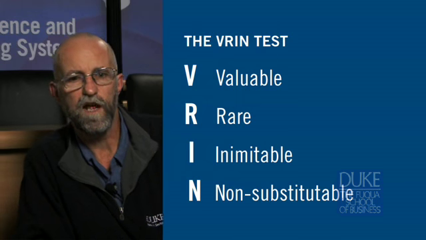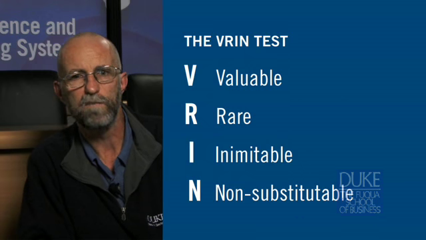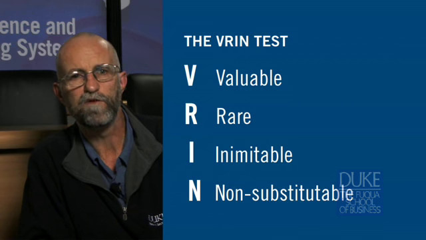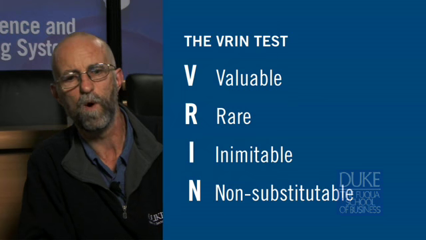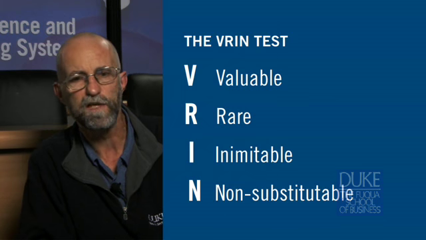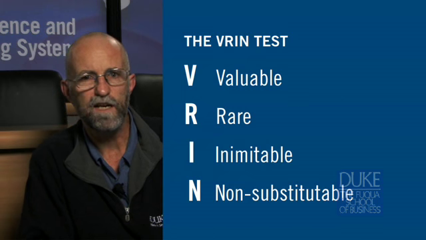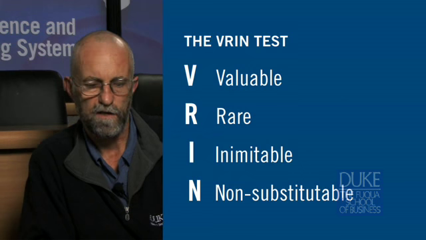I is the inimitable, which means that your competitors can't copy you. They can't, either because you have some intellectual property, or they don't understand it. It's ambiguous and uncertain how you put it together. But there's something about your capability that makes it difficult or impossible for your competitors to do it themselves, to look at what you're doing and say, oh, well, we can do that just as easily, and imitate you. So it's got to be valuable, it's got to be rare, it's got to be inimitable, and it also needs to be non-substitutable. That's the N in VRIN.